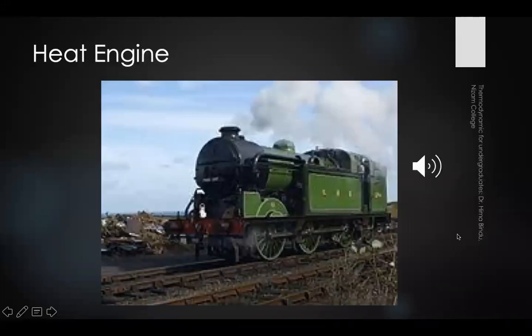A perfect example of a heat engine is a steam engine. Steam, which is at a greater temperature, is utilized by this engine to move. So here we can see that the heat energy is transformed into mechanical energy.